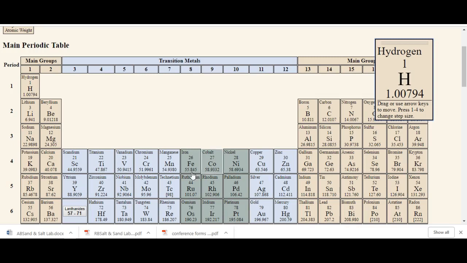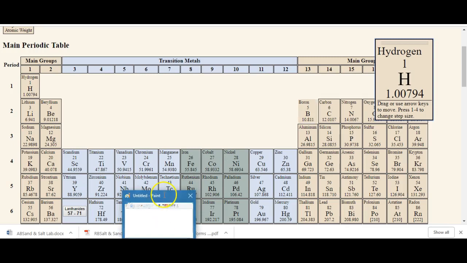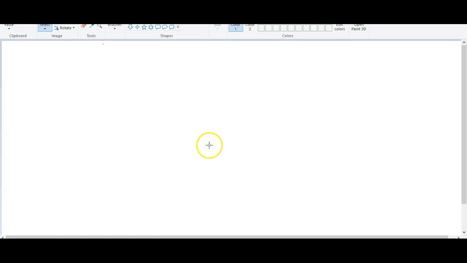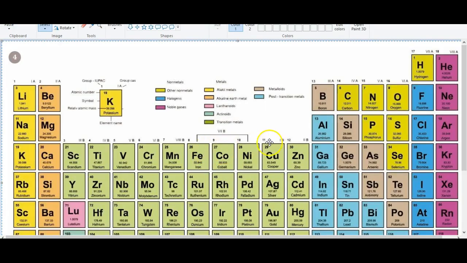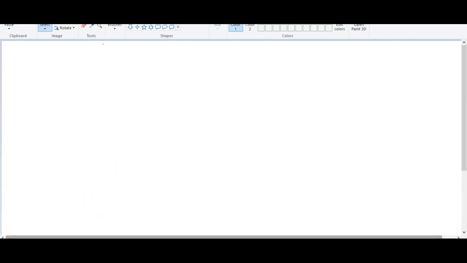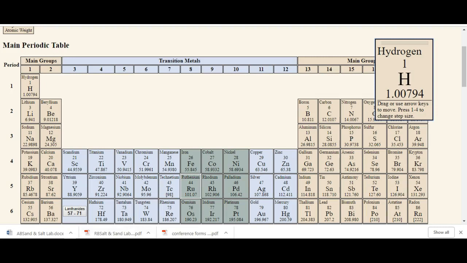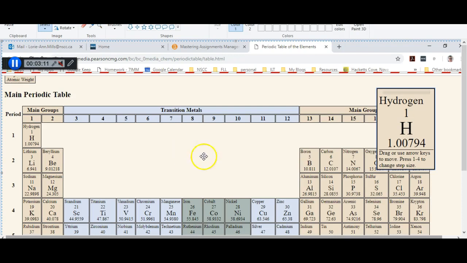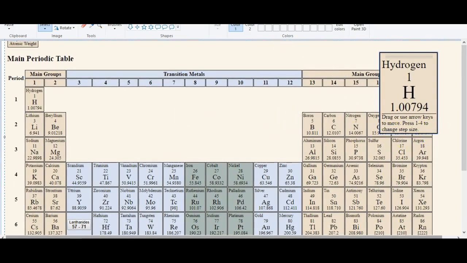A couple of other things with the periodic table. We talked about the difference between, and I'm going to bring it up here so that I can write on it. Oop, that's not the one I wanted. That's another one. Print screen. I'm going to bring it into Paint so you can see it. There we go. That's better. So I can write on it.